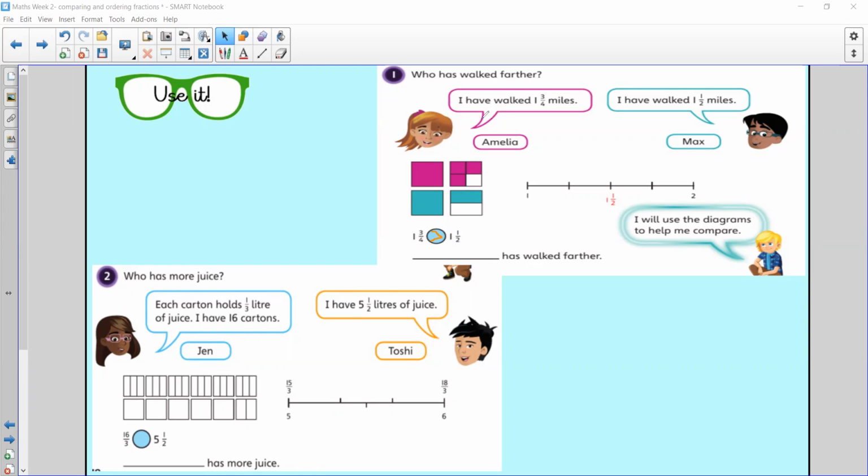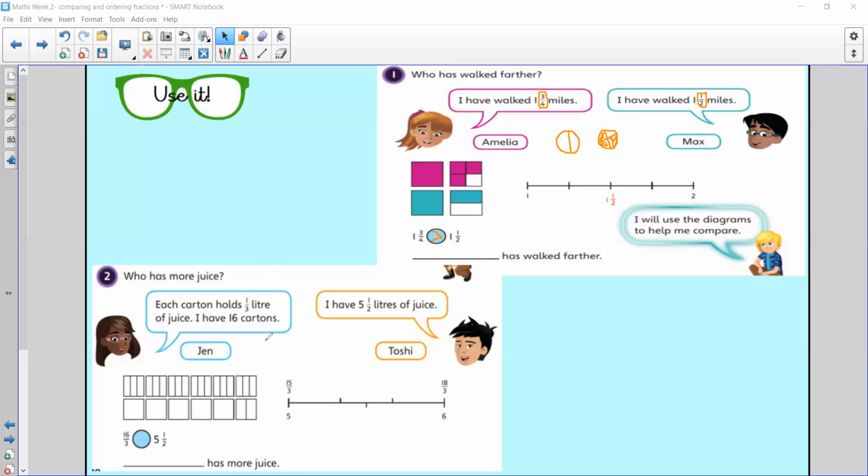Okay, so if those diagrams weren't there, or this number line wasn't here, I would then be able to say, well, the ones are the same. They both have 1 whole, so I now need to look at my fractions, and I have got 3/4 and I have got 1/2. Okay, so I know that 1/2 is that much and 3/4 is that much, and using my knowledge I know that 3/4 takes up more of my whole than 1/2 does, because 3/4 is greater than 1/2. There is some knowledge that I would have used.